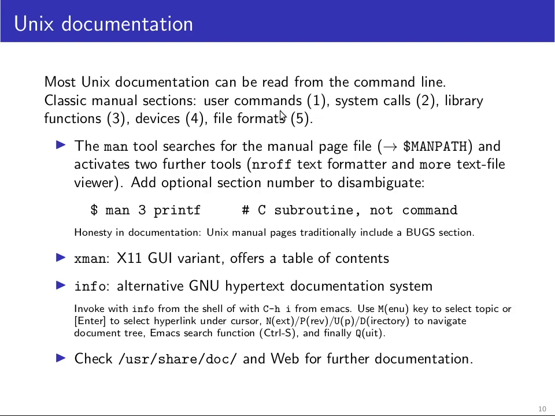So in volume one, you find the user commands, the Unix tools that you can invoke from the command line. In volume two, the system calls, the kernel API. In volume three, the library functions, for example, standard C library functions such as printf. Volume four describes devices, device drivers, and the interfaces that they present via the file system to the user. Volume five defines a number of file formats that are used in the operating system. And there are additional volumes. Volume six describes some games. Volume eight describes some system administration tools and so on.